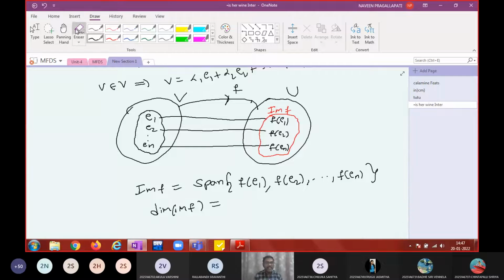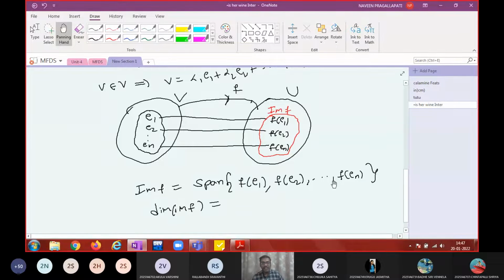Will it be n or less than n? Because this space is generated by n vectors. Can I say that the dimension of this space is going to be n? Will it be n or less than n? Less than n. It can be n or less than or equal to n, right?